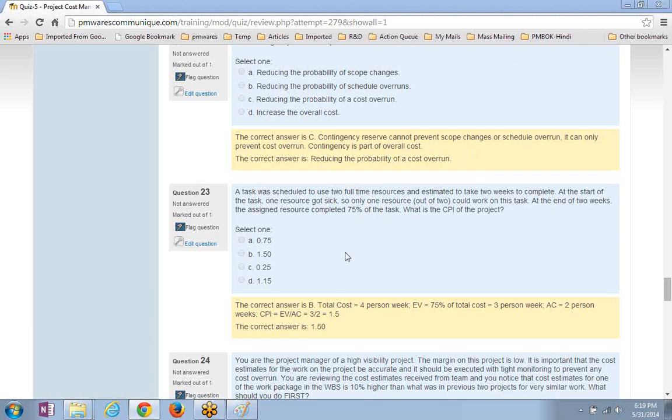Okay, the task was scheduled to use two full-time resources and estimated to take 2 weeks to complete. At the start of the task, one resource got sick, so only one resource out of two could work on this task. At the end of 2 weeks, the assigned resource completed 75% of the task. What is the CPI of the work?